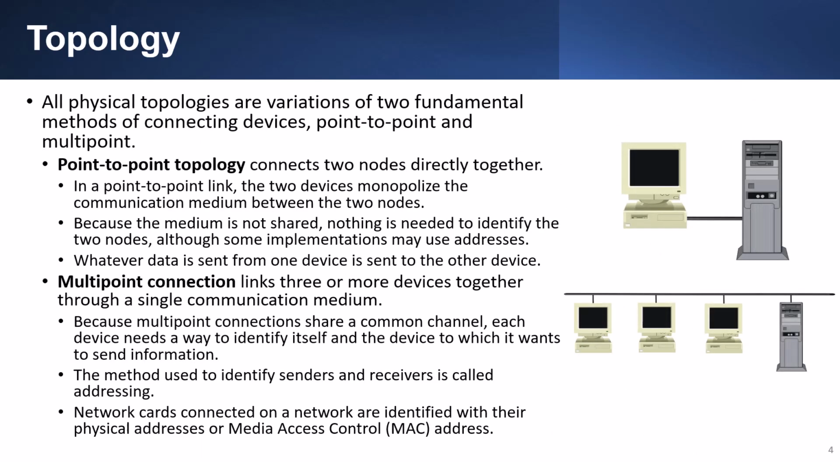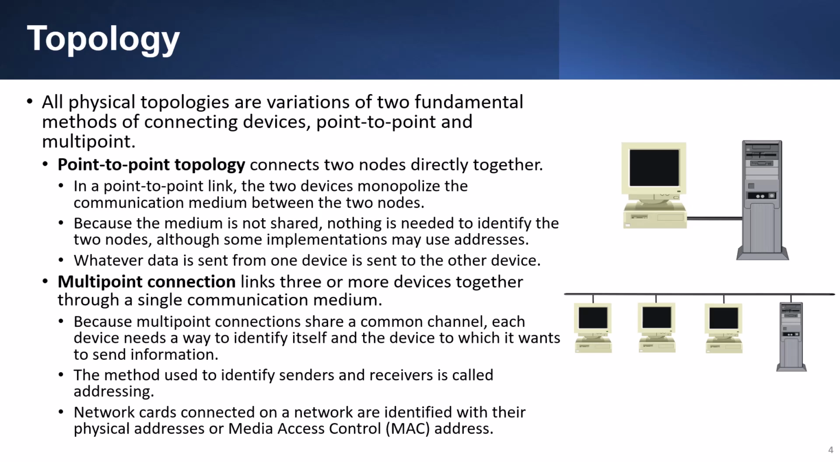All physical topologies are variations of two fundamental methods of connecting devices: point-to-point and multi-point. Point-to-point topology connects two nodes directly together. In a point-to-point link, the two devices monopolize the communication between the two nodes. Because the medium is not shared, nothing is needed to identify the two nodes, although some implementations may use addresses. Whatever data is sent from one device is sent to the other device.